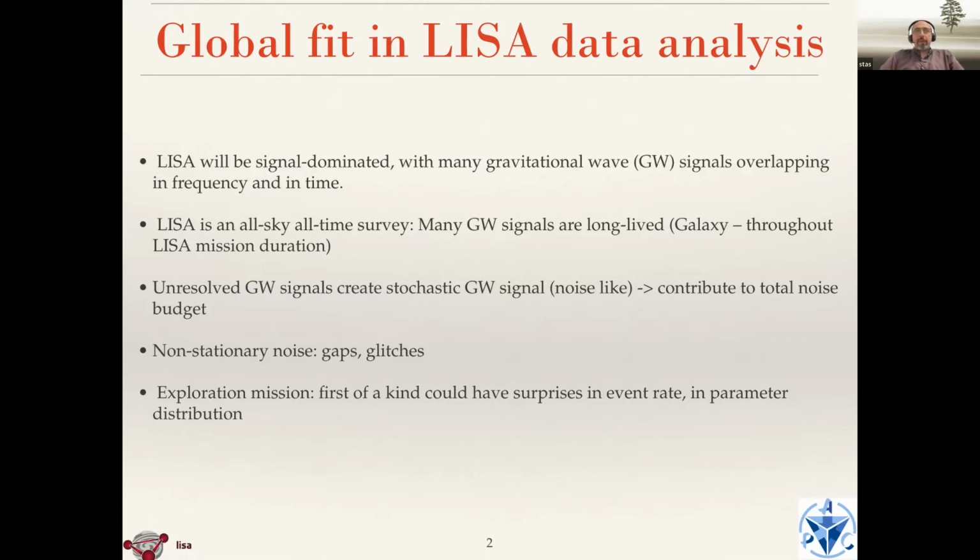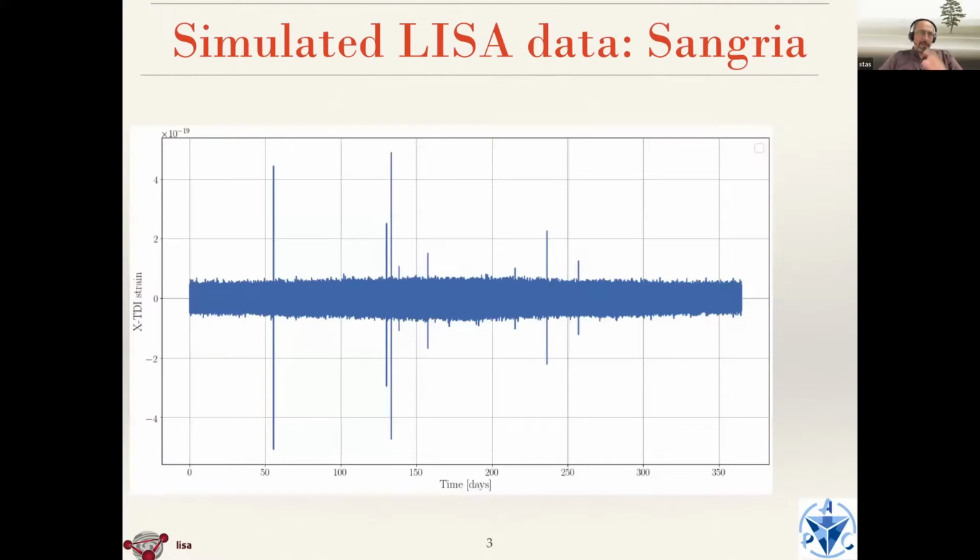And of course, we might have big surprises in LISA, like we did for the first gravitational wave detection with the LIGO detector. This surprise could be in the merger rate and in the parameter distributions. So let's move on. I will go quite quickly across this because Tyson already introduced this.